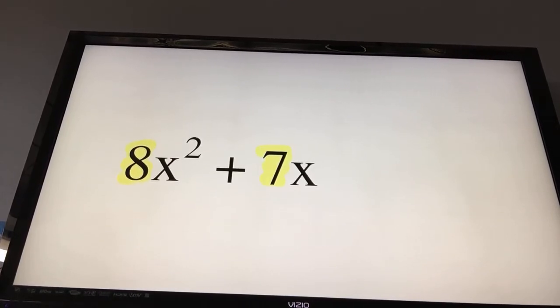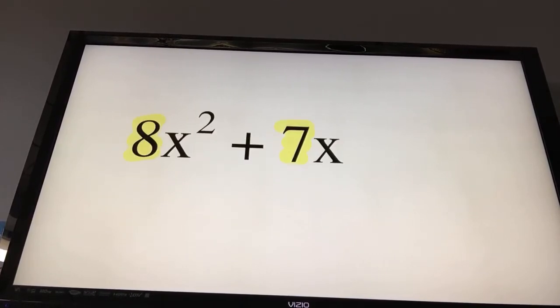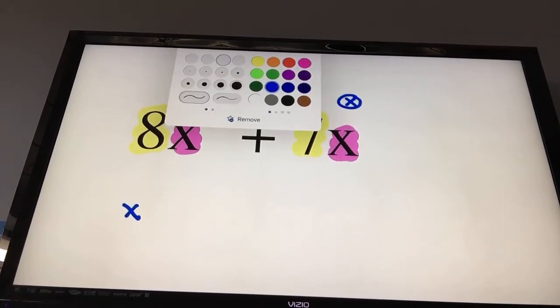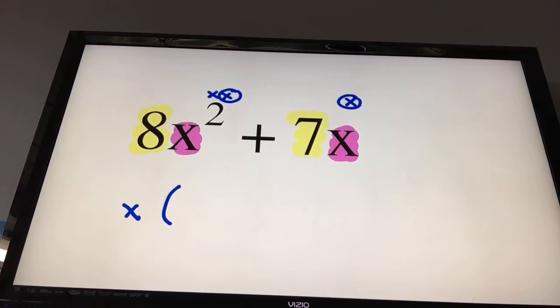Eight and 7. Anything common to 8 and 7? No, other than 1. They do both have x's. Again, this has an x to the 1, this has an x to the 2. So an x to the 1 would be common. And I divide. My 8 comes down. X taken from x to the second leaves me an x. Plus comes down. 7 comes down. X from x. I took it off.